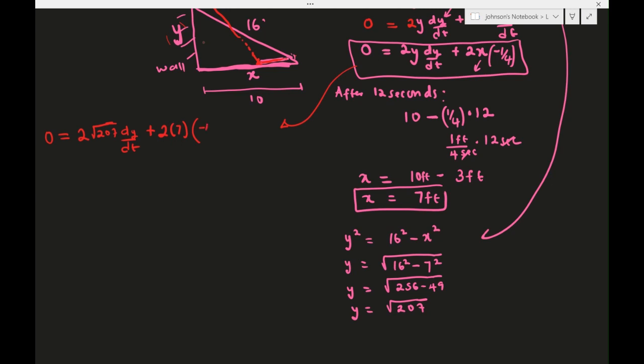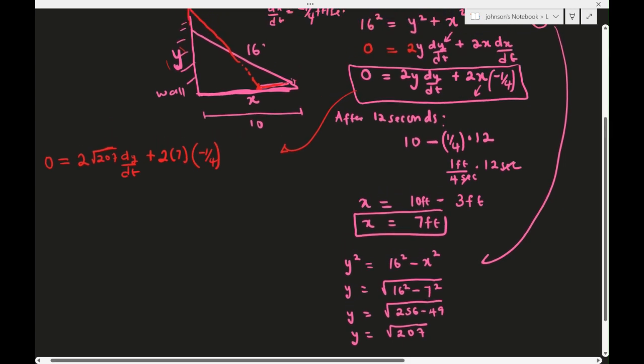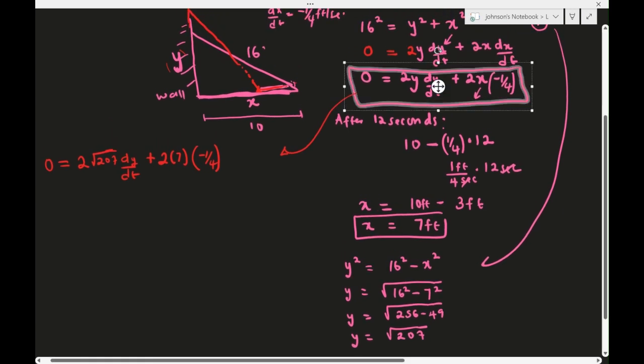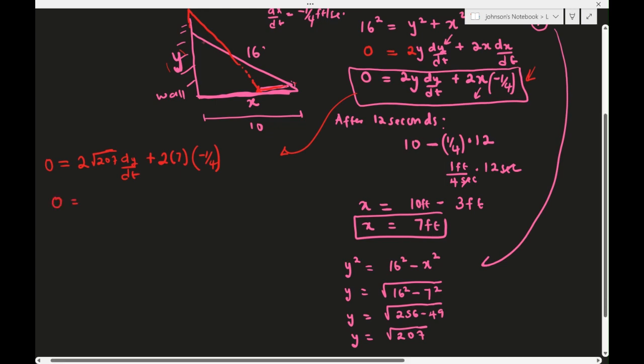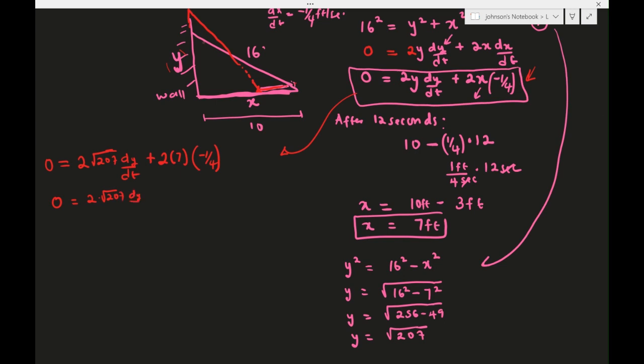Then times minus 1 over 4. Remember, this minus 1 over 4 is from where? The dx/dt, which is the rate at which you are pushing. So it's minus. Now from here, I think we can get everything. We can have 0 equals root 2 times root of 207 dy/dt. This is going to be a negative number. This is going to be like minus 14 over 4, which we can transfer to the other side to become positive.